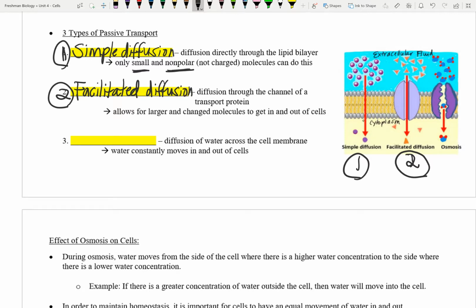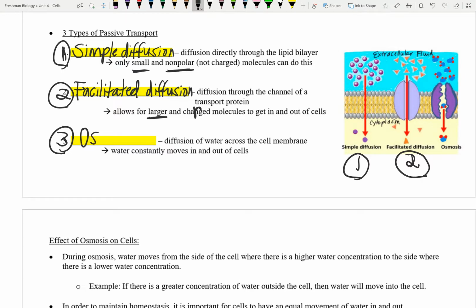Anything that's too big to get right through the bilayer, or anything that's charged, can pass through. And there are all different shapes of transport proteins, and different cells will have different ones, depending on what they need to be able to allow to get in and get out, and what they want to just keep out.